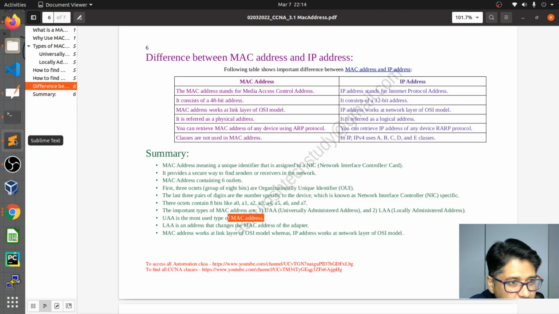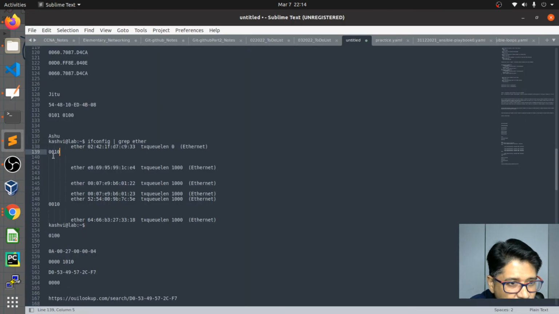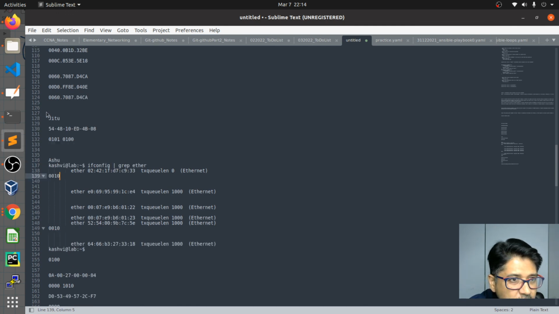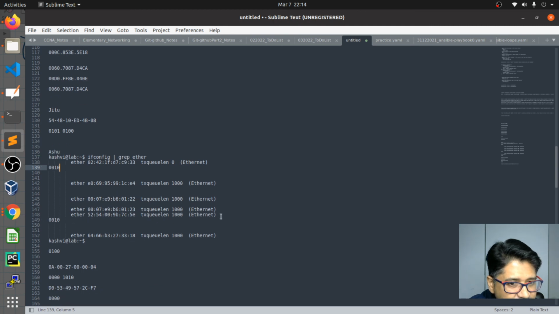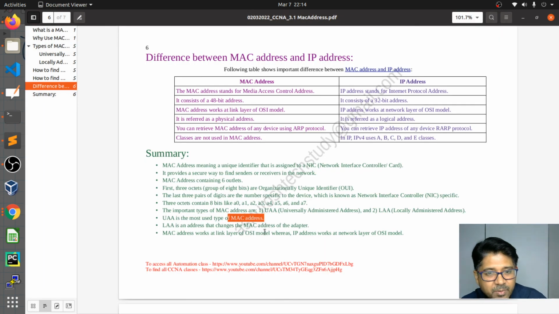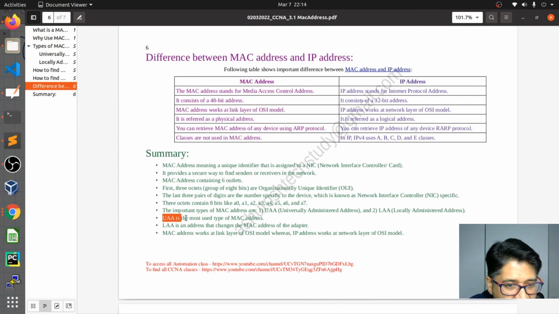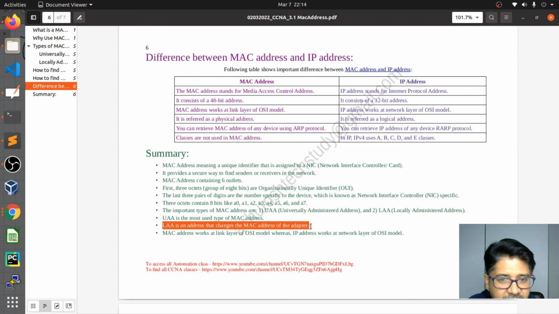We have this many MAC addresses. You will see 01 is very rare, whereas 00 appears so many times. You can see these are all zeros, so it is the maximum used. UAA is the most used type of MAC address, on laptops and PCs. LAA is the address where you change the MAC address of the adapter, that is, locally assigned. We will do some labs on it in the upcoming classes.